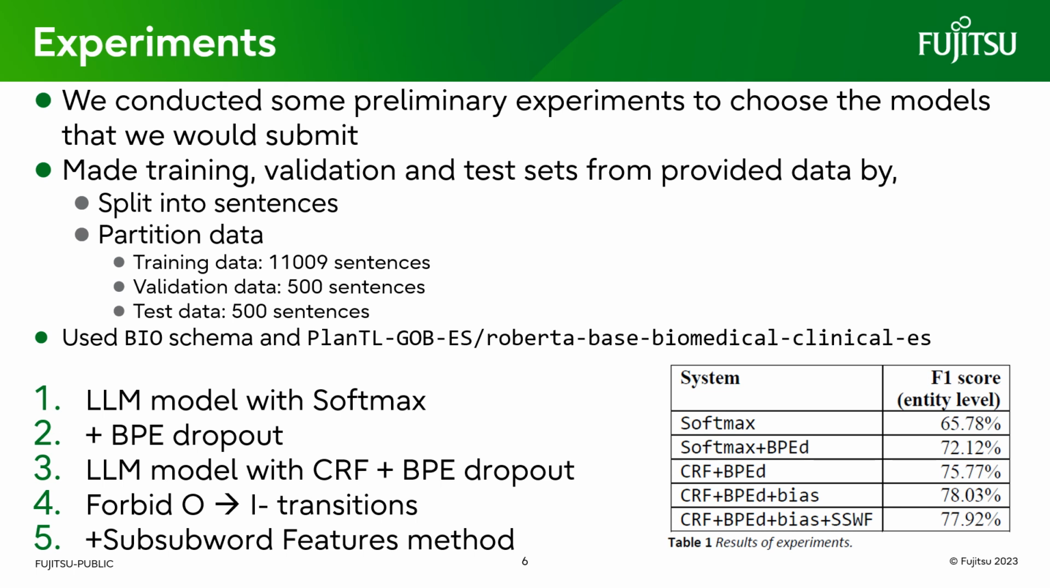This improved the results, but we could still see some impossible transitions. We decided to include a bias to forbid these impossible transitions from the beginning. This solved the problem and improved the results. After that, we also tried the Sub-Subword features method described in the previous slide. This did not improve the results in our testing data, but since the challenge allowed multiple submissions per team, we still submitted this system. The results of the experiments are shown in the table.